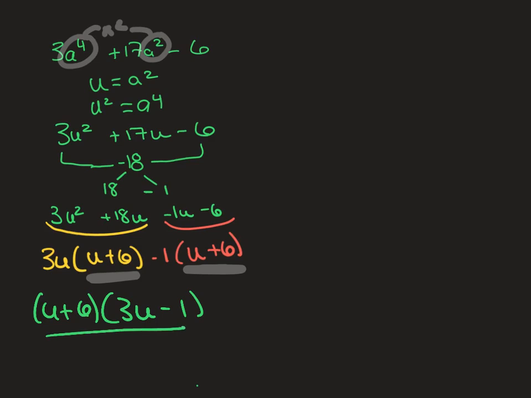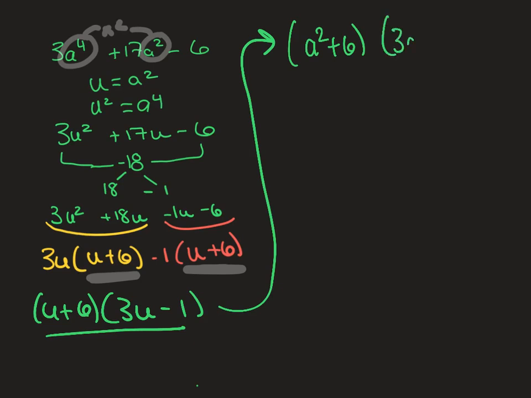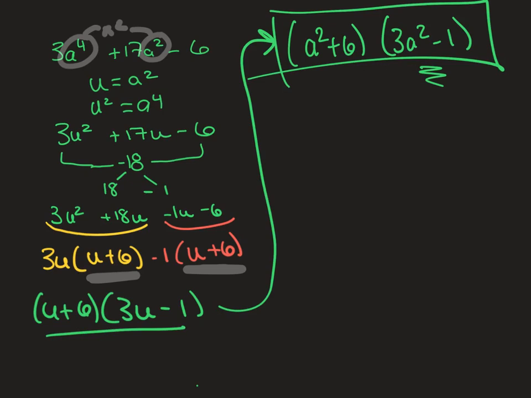So this is my factored version, but again, you have to go back and replace what you had. I didn't have u's, I had a's. So now I have a squared plus 6 and a 3a squared minus 1. This is not a perfect square. So in the last problem, because it was two perfect squares, the difference of two perfect squares, I could factor again. But since it's not this time, this is my final answer.